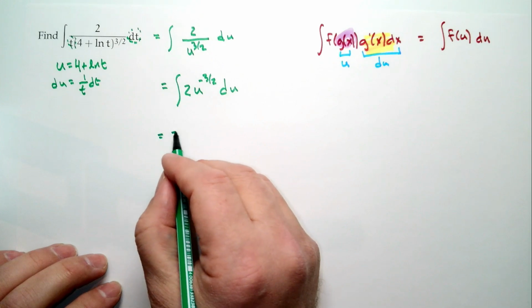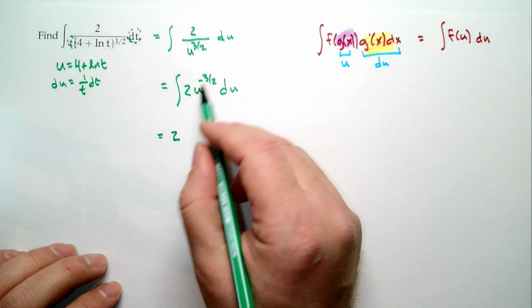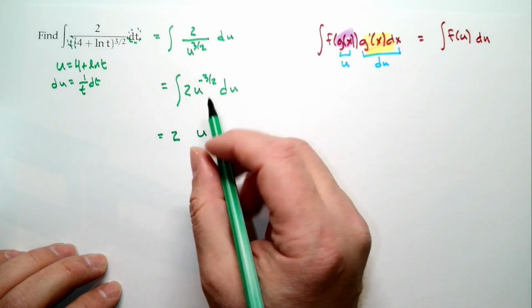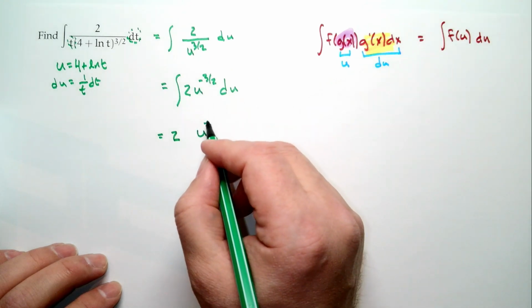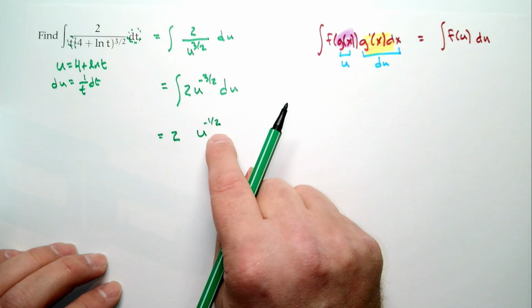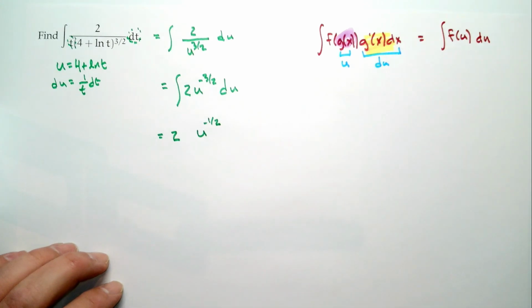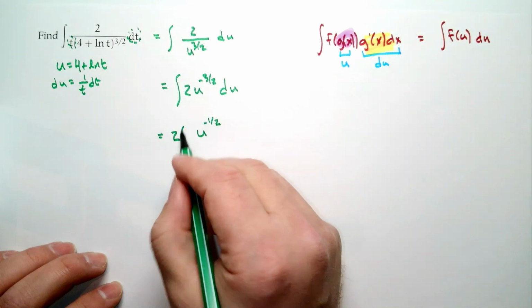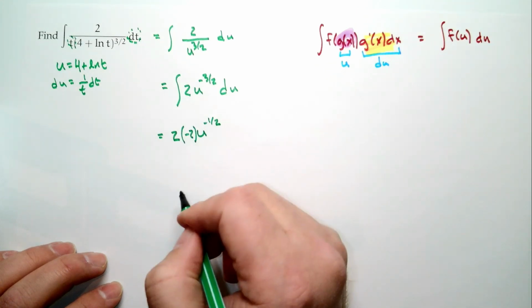Well, we're going to have 2. So now we say add 1 to the exponent. So negative 3/2 plus 1 is negative 1/2. Now you need to divide by the exponent. If it's a fraction, it's oftentimes easier to just say multiply by the reciprocal. If you flip negative 1/2 over, you'll get negative 2.